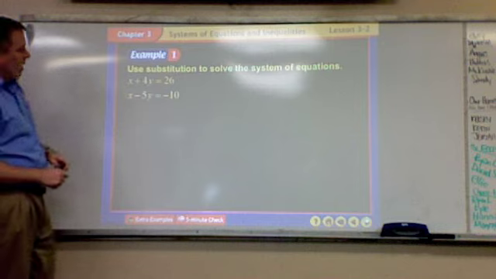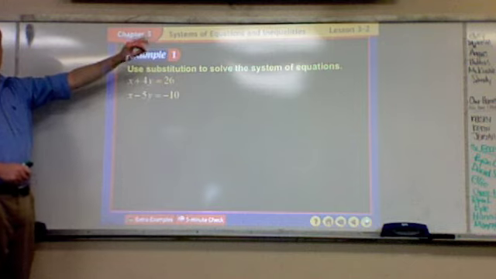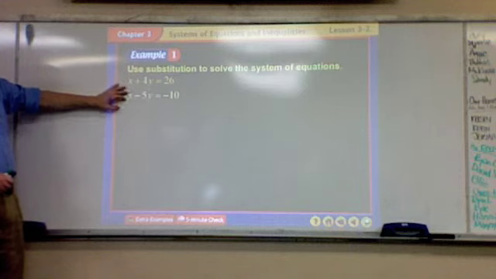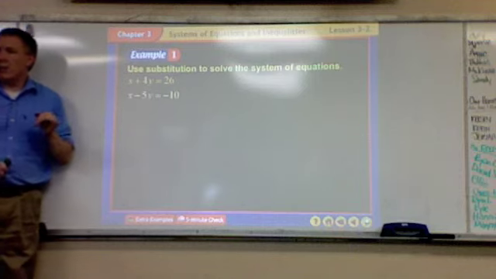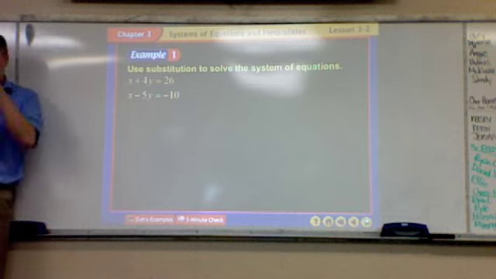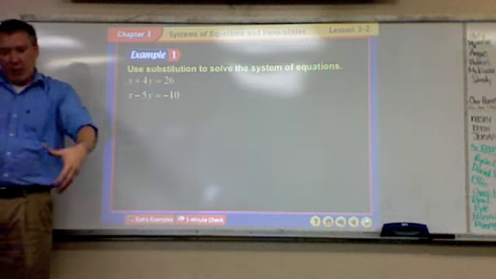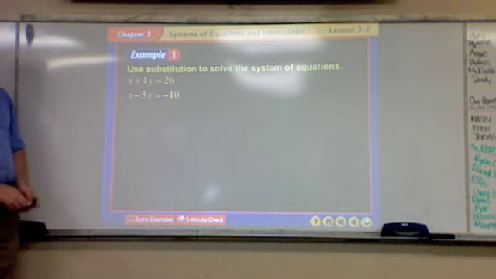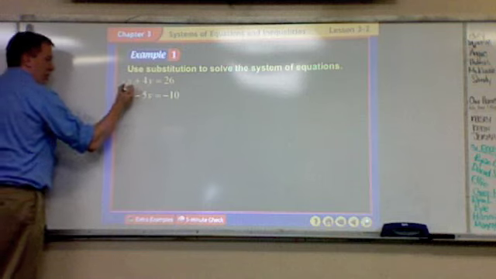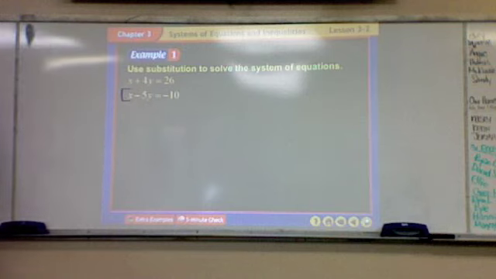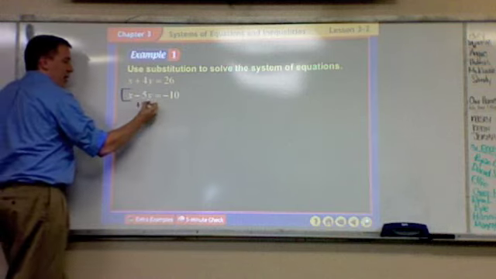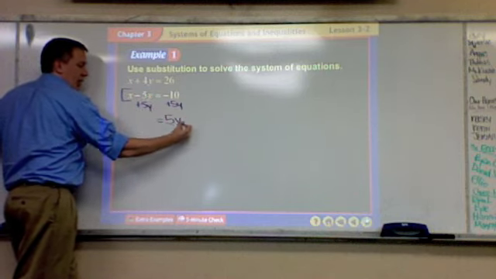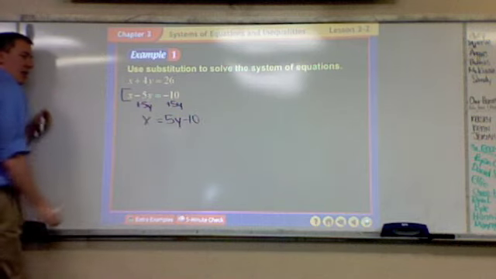In this case, what they're going to ask you to do is, looking here, here's an x, but it'd be nice if x was by itself in one of those so that we could substitute. Meaning if it says x equals, then we can change whatever x is into what it equals. Let's just pick the second one because it's going to be easiest to work with. How do I get x by itself? Add 5y. So I'm going to add 5y. Those don't really combine, so I just have 5y minus 10. And I just have x over here.